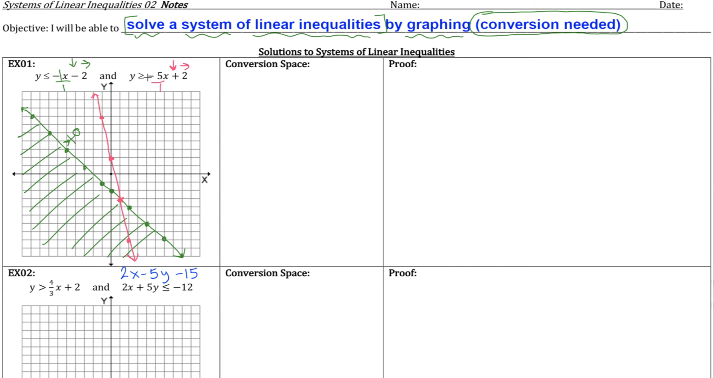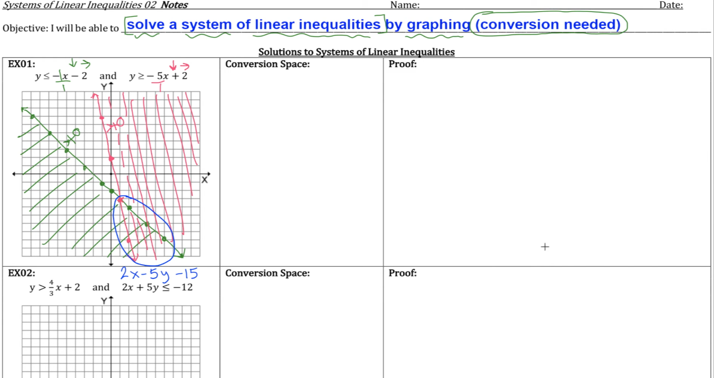Okay. And this time we're going to shade. Let's put our person on the ramp. And it's greater than, so it will be this way. Either way, we can see that it's down here that they're going to intersect, in this area. So we didn't need the conversion this time.